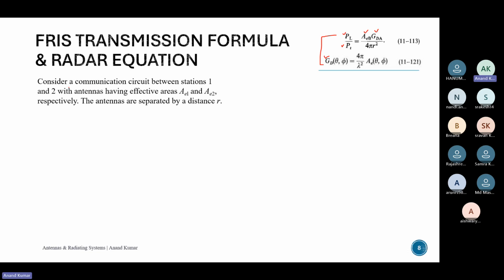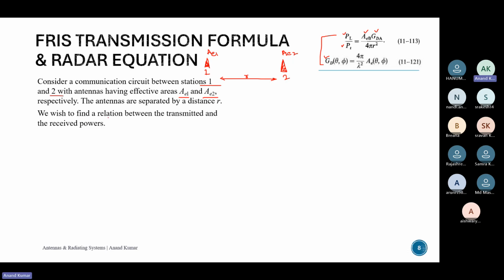Okay. So let us consider a communication circuit between stations 1 and 2, where we have antennas whose effective areas are AE1 and AE2. So there is some, let's say, station 1, which has an antenna and its effective area is AE1. And then there is another station 2 and its area is AE2. And they are separated by a distance R.